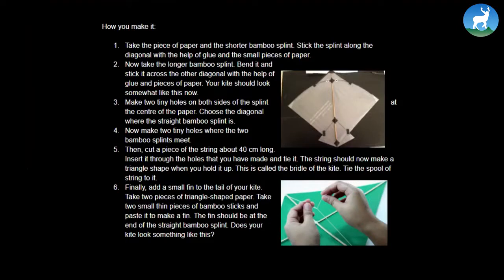Okay, so take the piece of paper and the shorter bamboo splint. Remember, you have two bamboo splints here. All right, stick the splint along the diagonal with the help of glue and the small pieces of paper. Now take the longer bamboo splint, bend it, and stick it across the other diagonal with the help of glue and pieces of paper. Your kite should look somewhat like this. See, by this time, here you put a splint, one splint here and the other splint here. See? And of course here you have the paper, and you're using the square paper in this format.